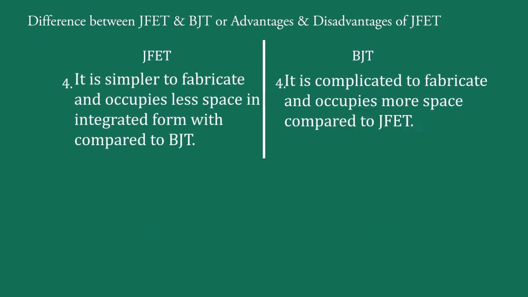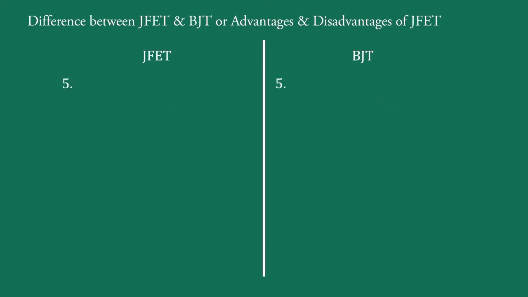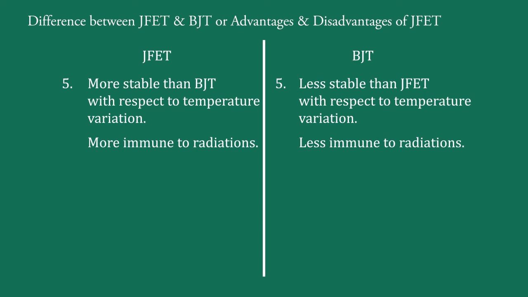4. JFET is simpler to fabricate and occupies less space in integrated form compared to BJT. 5. FETs are more stable than BJT with respect to temperature variations. It means FET is relatively more immune to radiation. This is due to the decrease in drain current as temperature increases.